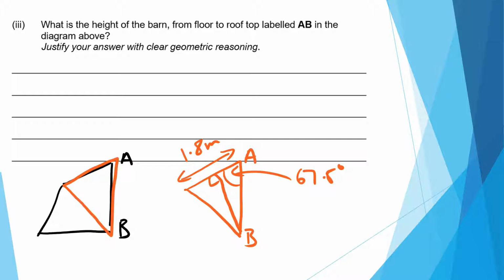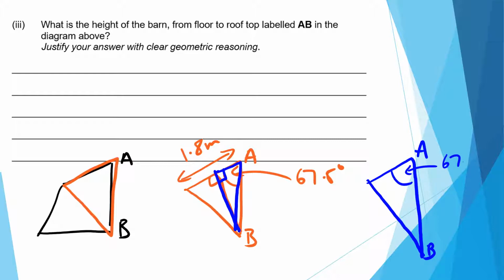So often we need to take another triangle and break it into a right angled triangle. So let's focus just on this part of that triangle, which is right angled. It looks a little bit like this: we have AB, and that's the length we're trying to work out. We have 67.5 degrees in here. We know that it's a right angle, and we know that this must be half of the 1.8. That's 0.9.